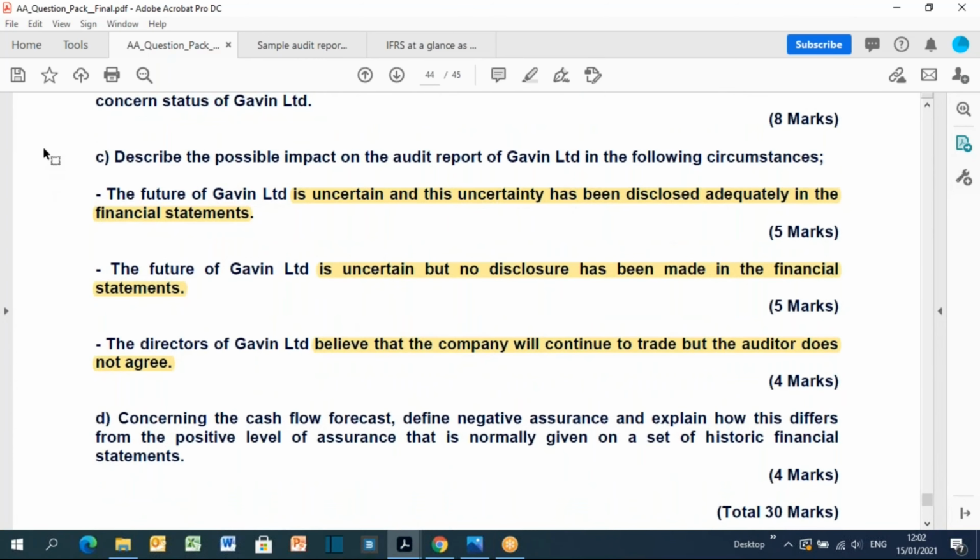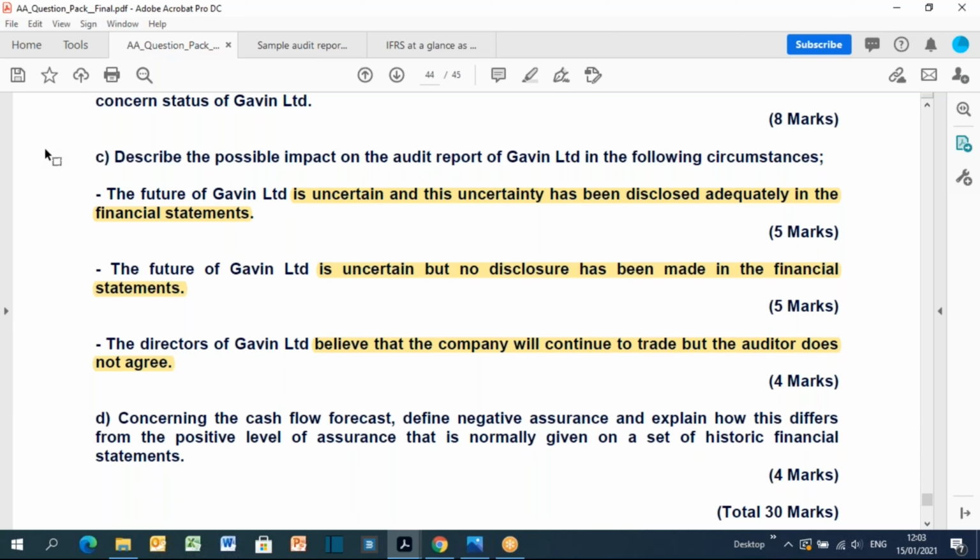If you look at this, describe the possible impact on the auditor's report of the following circumstances. And this could actually be a question in the exam, so it's very good that I have them all here. First of all, it says that the company is uncertain, and this uncertainty has been disclosed adequately in the financial statements. So the future of the company is uncertain.